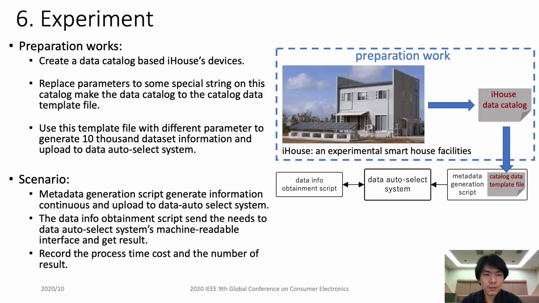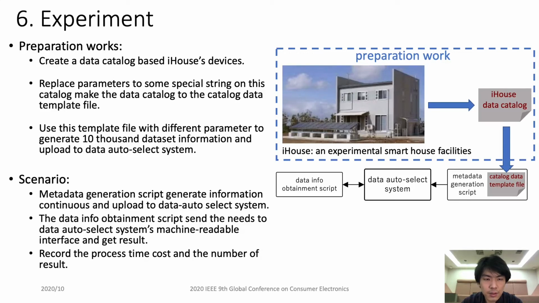In the experiment, we did some preparation work. First, we create a data catalog with an iHost device and replace parameters with some special strings in this catalog. We make the data catalog into a catalog data template file, and then use this template file with different parameters to generate 10,000 dataset information entries and upload them to the data auto-select system.